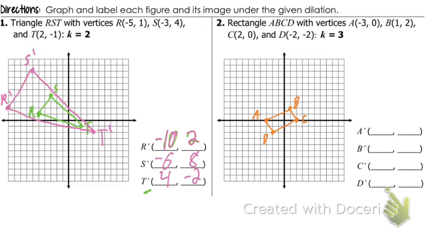So negative 3 comma 0 becomes negative 9 comma 0. B prime becomes 3 comma 6. C prime becomes 6 comma 0. And D prime becomes negative 6 comma negative 6.